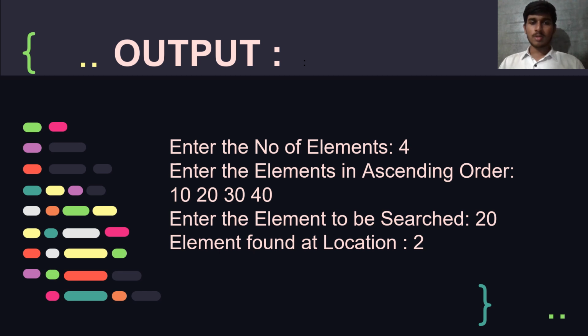So the output of this program is like this. The console will ask to enter the number of elements, which is 4, and the elements in ascending order are 10, 20, 30, 40. Random elements can be given, and the element to be searched is picked out of the array numbers which we inputted. Then the program will find the location of the element and show the output.